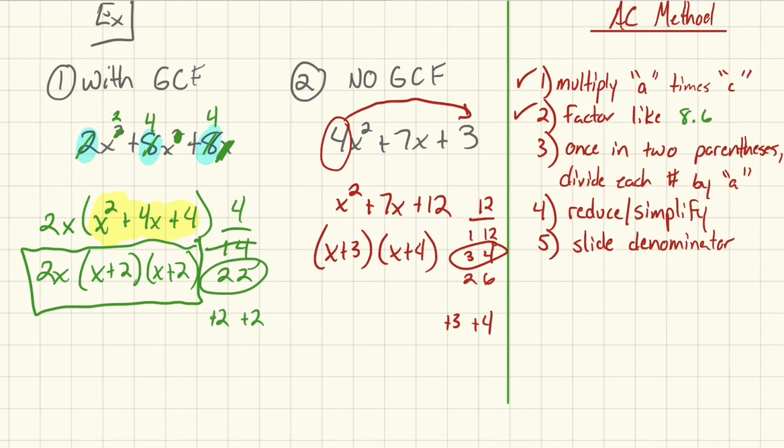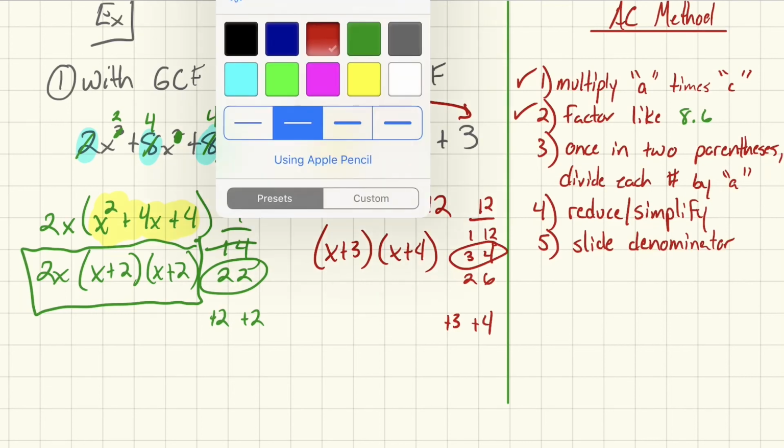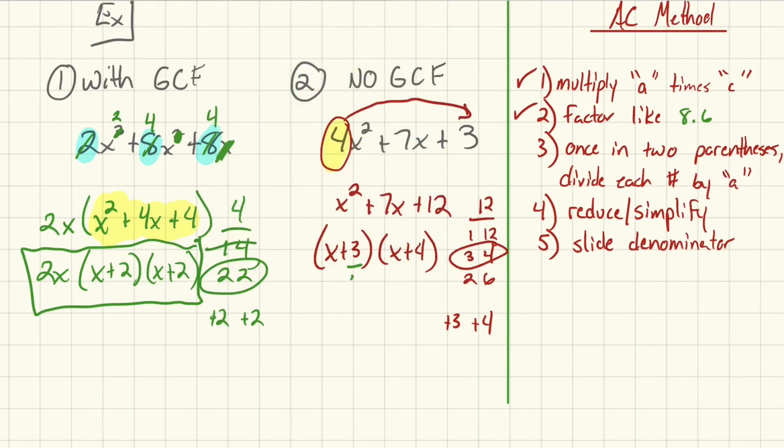Step number 3, I have to divide both numbers in the parentheses by a. So let's do that. Divide by a, which is 4. So 3 divided by 4 and 4 divided by 4. So I've done that. To reduce, I can't reduce 3 over 4. It's already in lowest terms. 4 over 4, I can reduce that or simplify that to 1. My last step, I have to take this denominator here because I can't have them in fractions, and I have to slide it right in front of that x inside the parentheses. So that gives me 4x plus 3 and x plus 1.